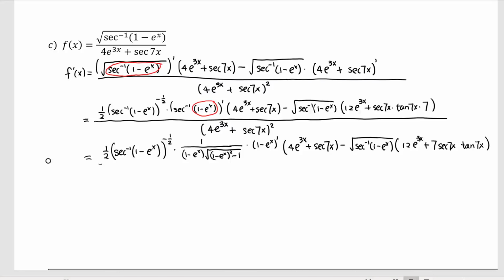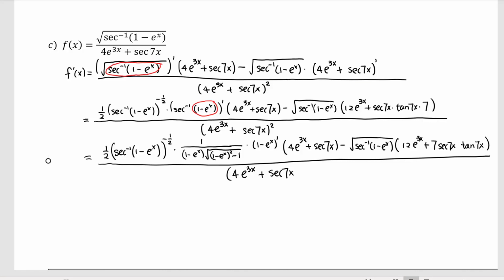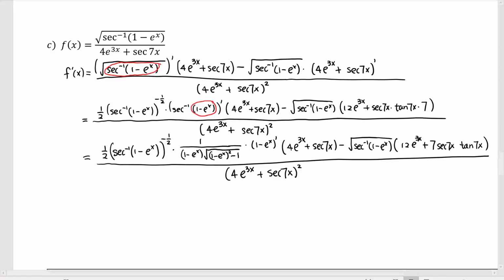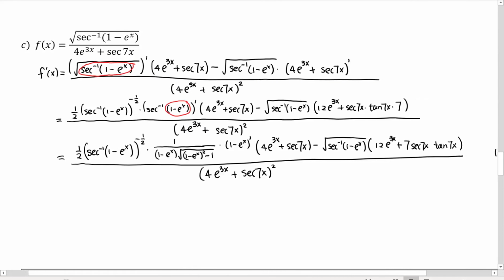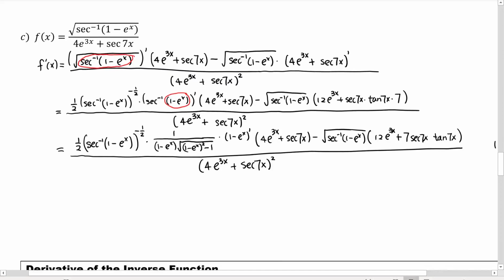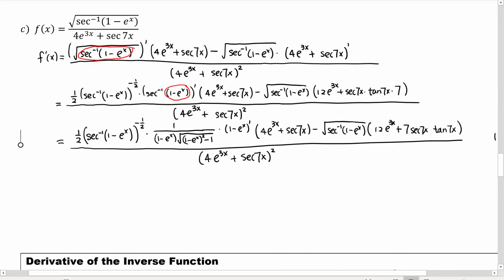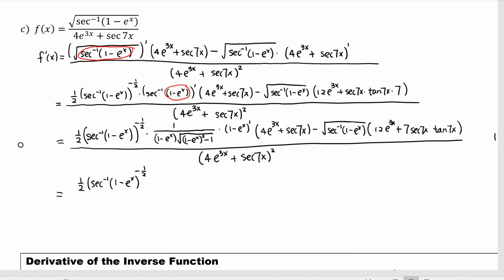4e^(3x) plus secant 7x, squared. Almost done, because we have one prime there, so we need to get rid of all the primes. Let's copy one more step. Even though it looks like a big, long, complicated problem, each step we only do one thing.